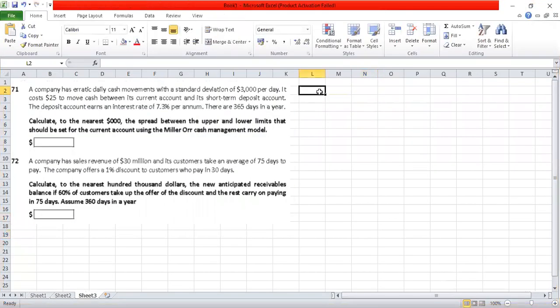Okay, question number 71. Question number 71 says that a company has erratic daily cash movements with a standard deviation of 3,000 per day. It costs $25 to move cash between its current account and its short term deposit account. The deposit account earns an interest rate of 7.3% per annum. There are 365 days in a year. Calculate to the nearest thousands the spread between the upper and the lower limits that should be set for the current account using the Miller ORR cash management model.